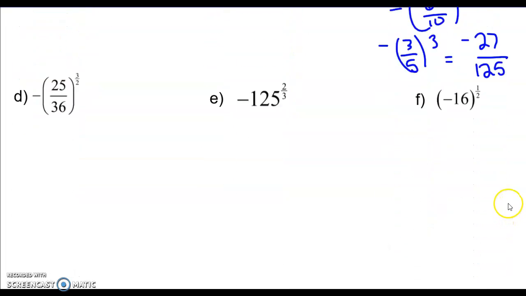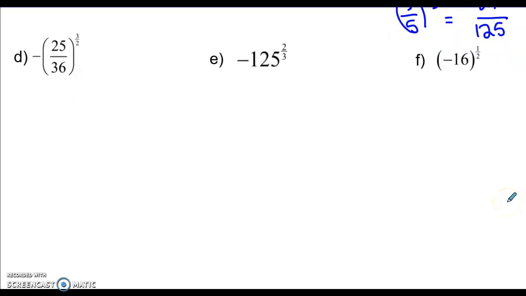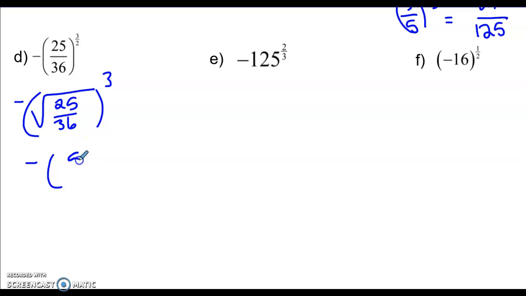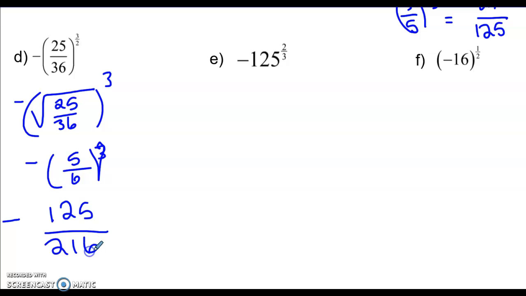For example D, we have negative 25 over 36 to the power of 3 over 2, sorry. So we work this out the same way. We have negative the square root of 25 over 36. Put our brackets in, and it's cubed. The square root of 25 is 5. The square root of 36 is 6. We have negative 125 over 216.